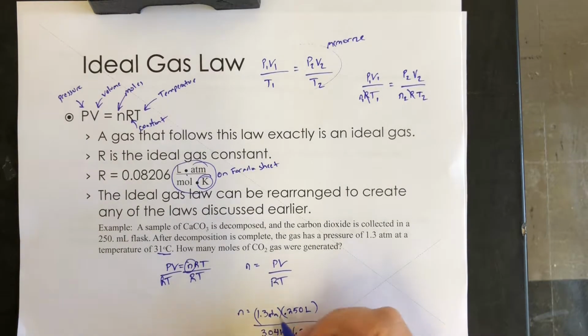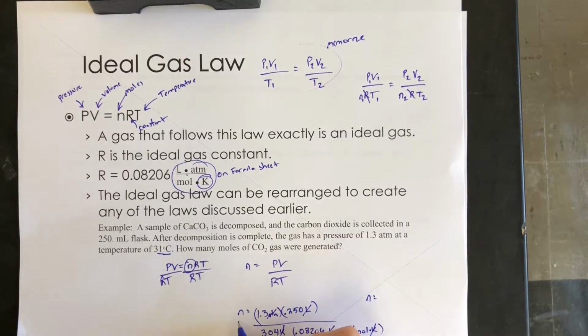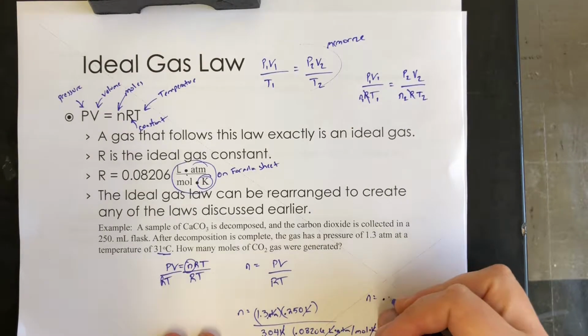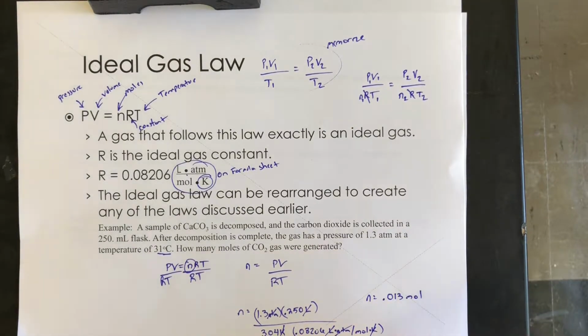If I pay attention to my units, atmospheres divided by atmospheres cancels. Liters divided by liters cancels. K divided by K cancels, leaving me with moles, which is exactly what I should get as my units on this answer. When I do the math, I get 0.013 moles.